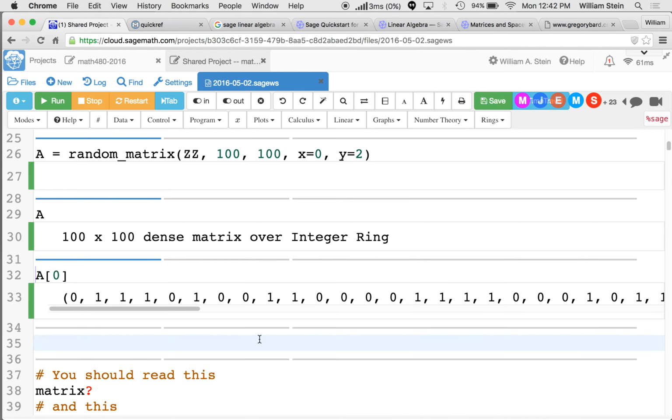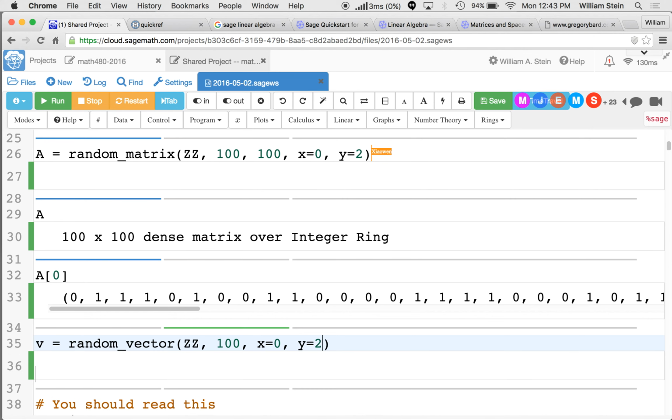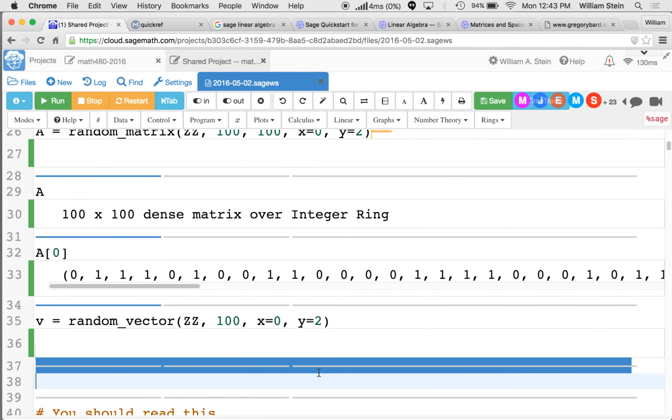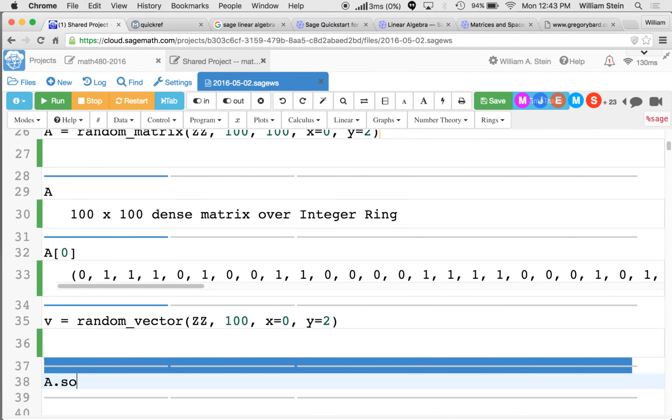And now let's make a random vector. It'll have 100 entries, and the entries will be between 0 and 2. Or 1, sorry. Okay, so there's our random vector. And then we can do a.solve_right(v).